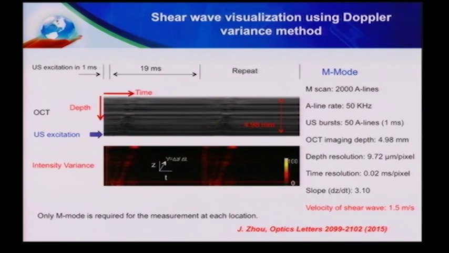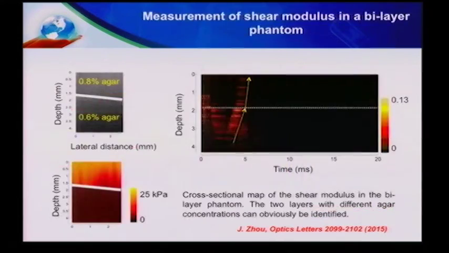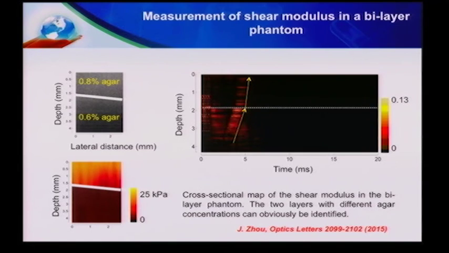Again, you can clearly see from that propagation speed that the shear wave can be measured directly. So this is a very powerful tool to look at different types of disease. Here you have a phantom with an interface, with the shear wave propagating from one side to the other side. You can see the slope change.